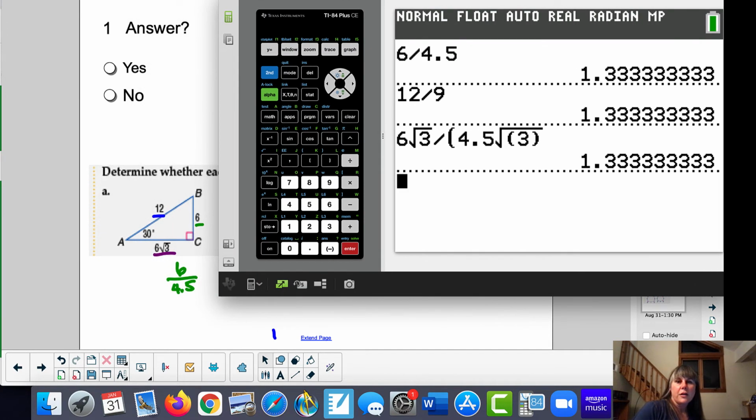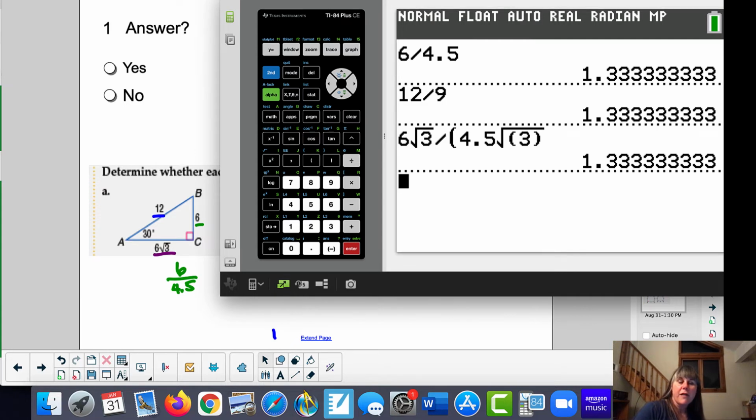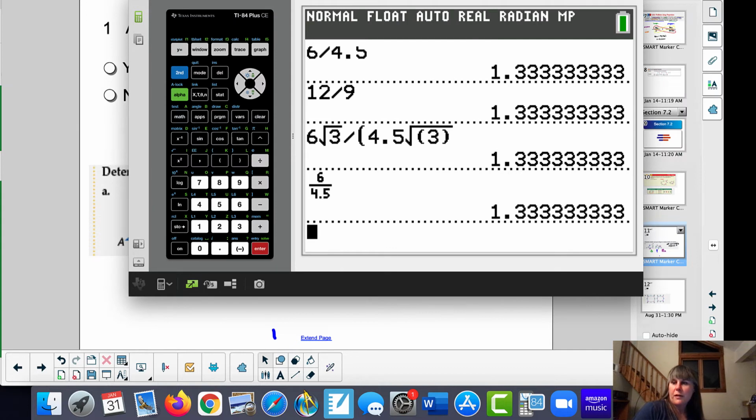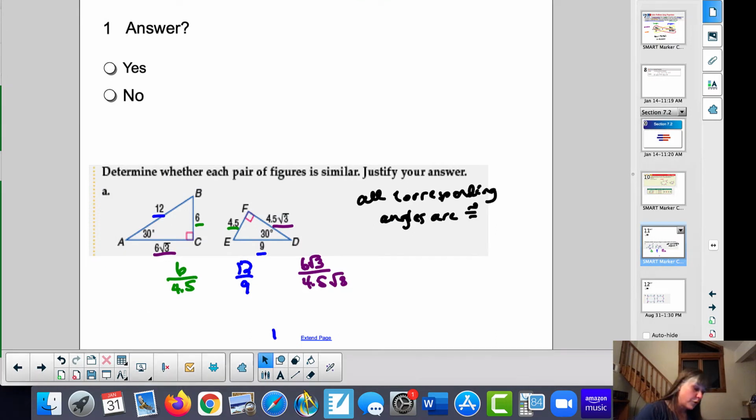The other thing that I can do is I can divide as a fraction in my calculator. I can put each of these as the fraction that they are. And that's going to do the same thing. Give me that 1.3333 repeating. So those are all equivalent fractions. They all make the same ratio. And so I can say yes, they are similar.